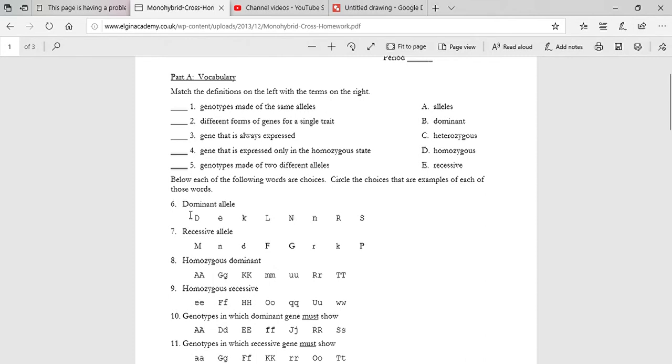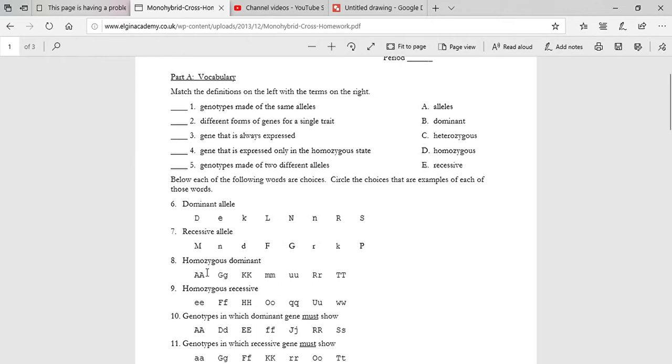Number 6, the dominant alleles in this case would be D, L, M, N, and R, as well as S. The recessive allele, on the other hand, would be any letter represented in lowercase font, which would be n, d, r, and k.